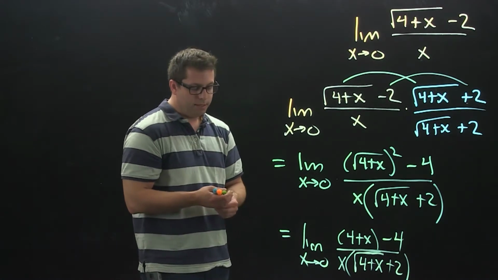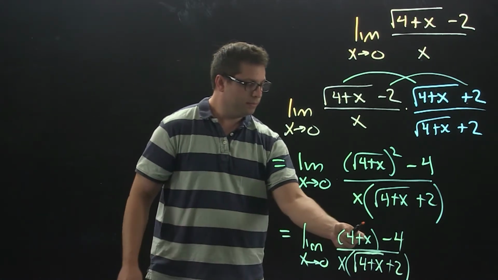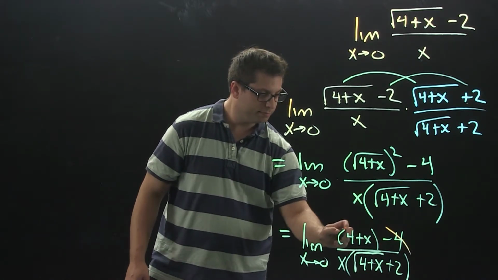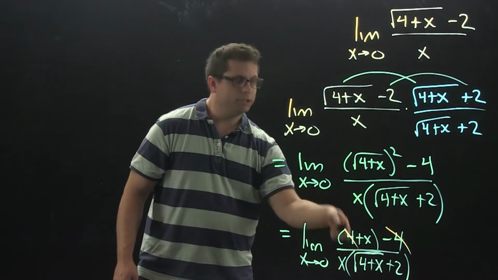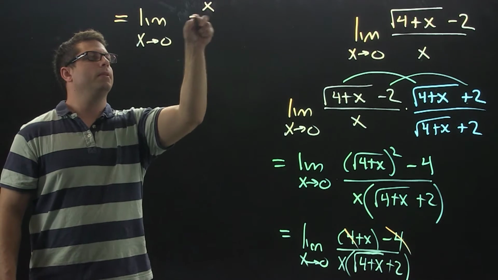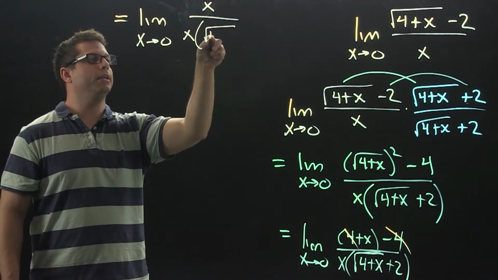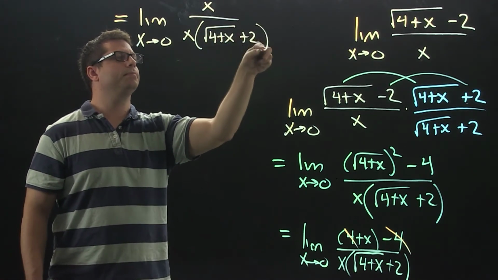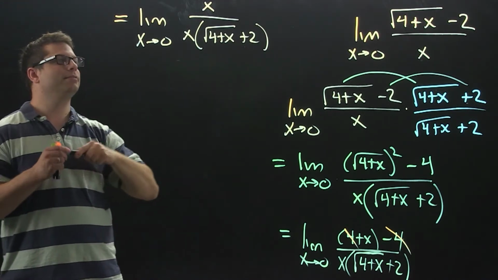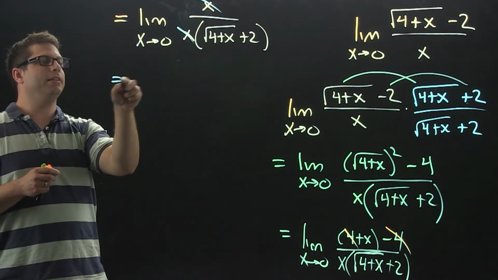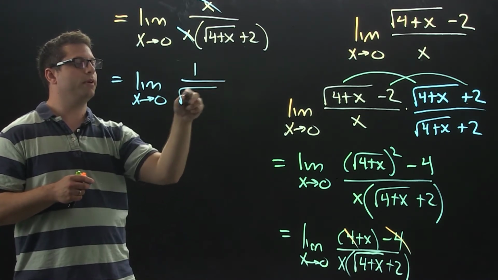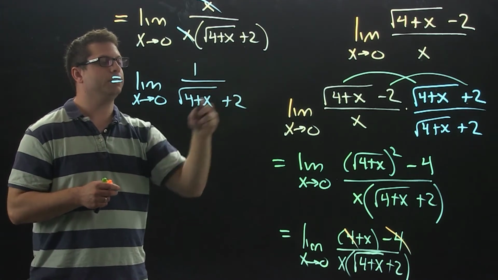Okay. Now the simplifying. There's nothing that cancels with this x, but the 4 and the minus 4 will cancel. So just the x on top. Still have that x on the bottom, and then the radical plus 2. Now you hopefully can see that the x's will cancel. And that leaves us with the limit of 1 over the square root of 4 plus x, plus 2.